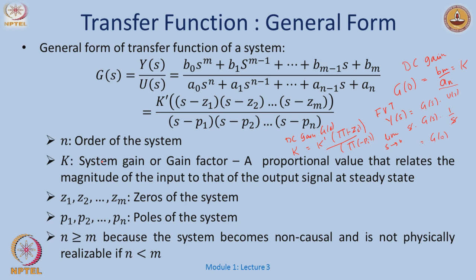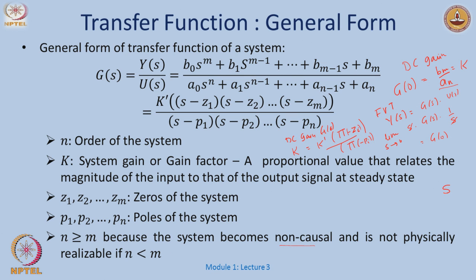Okay. So, one important thing to remember here is that the number of poles is always greater than or equal to the number of zeros, because if the system has more zeros than poles, the system actually becomes non-causal.